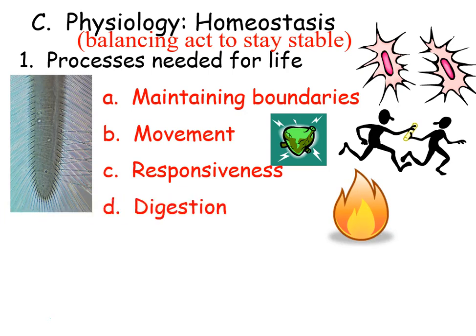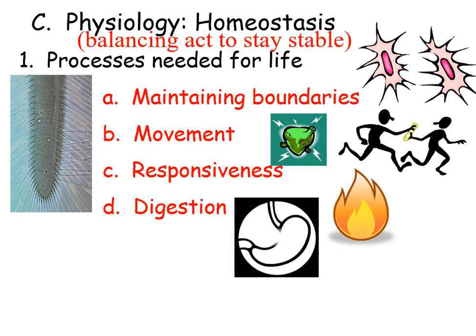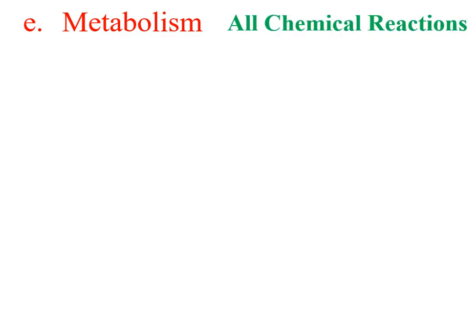All living things have to have the ability to digest. That means to break down. Your stomach is one of the organs of the digestive system that breaks from large to small. So digestion is the ability to break big molecules into small molecules. Another process needed is metabolism. Metabolism is all the chemical reactions going on in your body at one time.